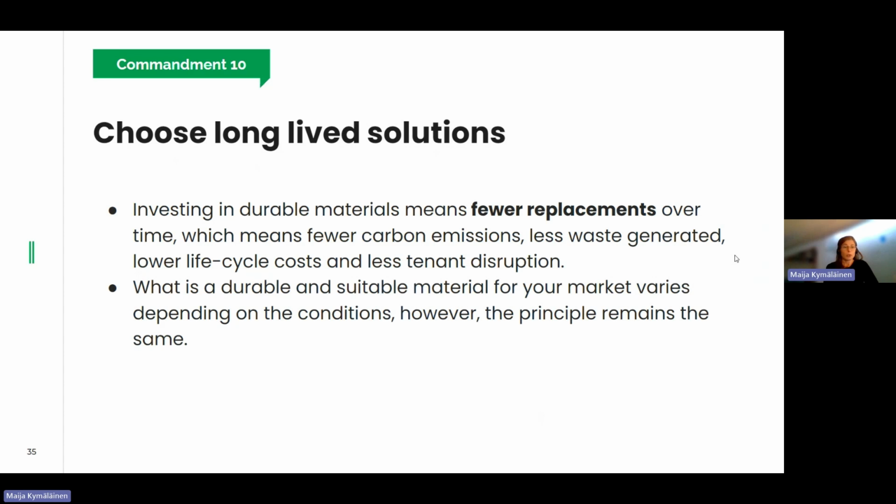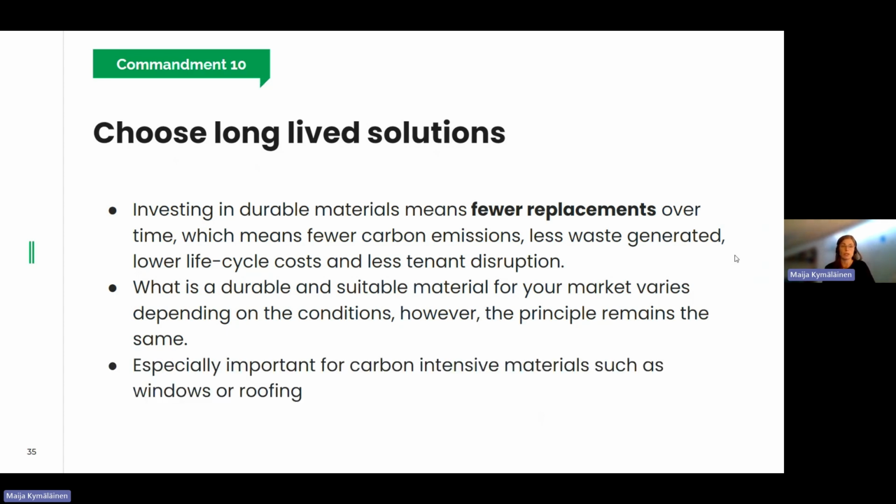So what is durable and suitable material for your market varies, of course, depending on the conditions, but the principle is still the same. So this is especially important for carbon-intensive materials such as windows or roofing, but it also applies to finishes, for example, flooring, wall finishes, and so on.